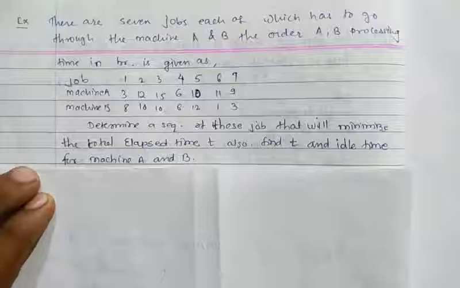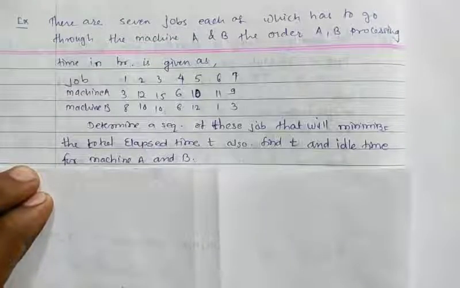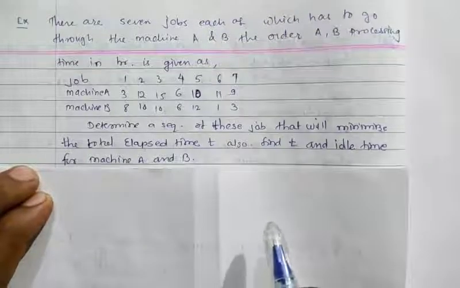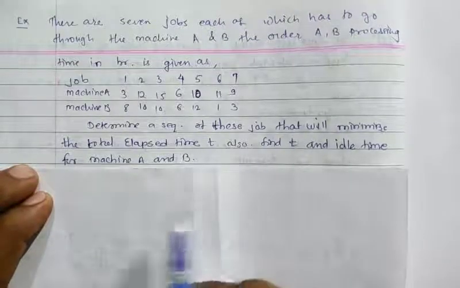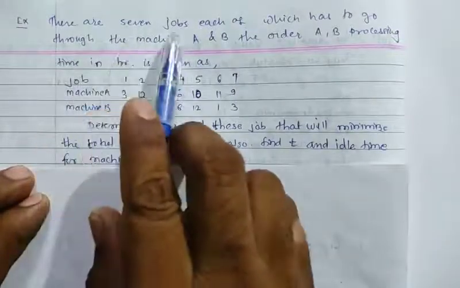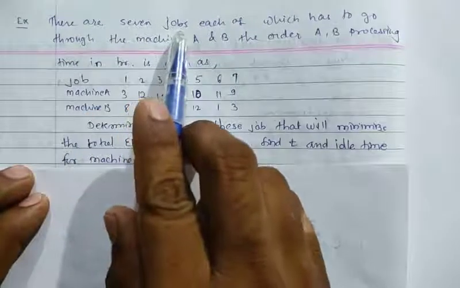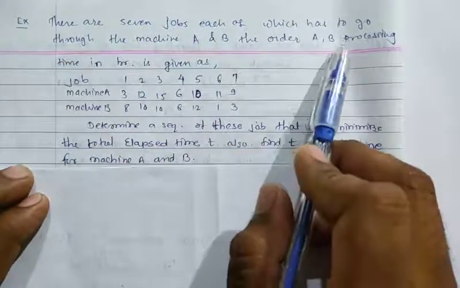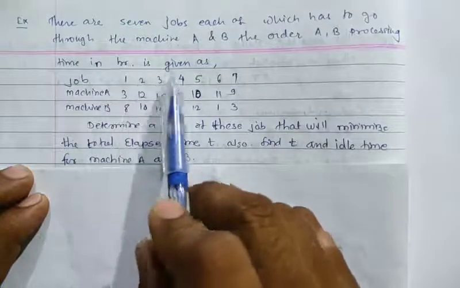Now, in this lecture, we are going to see an example based on the algorithm for processing n jobs through two machines. In this example, there are 7 jobs, each of which has to go through machines A and B in order. The A and B processing times in hours are given.